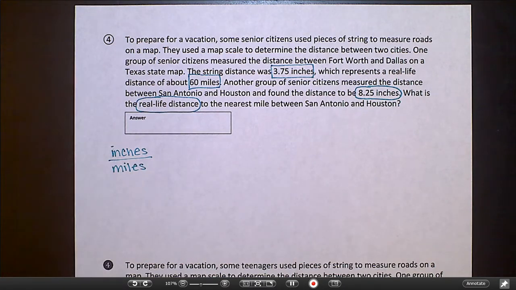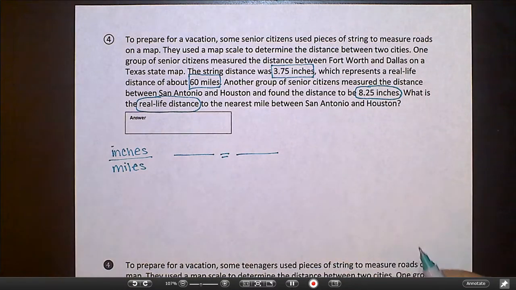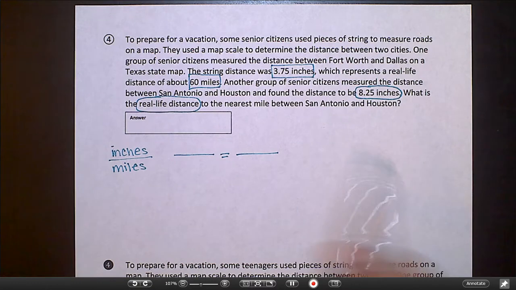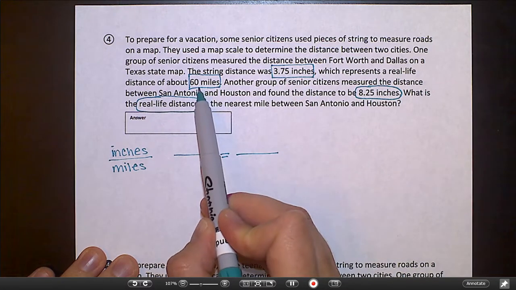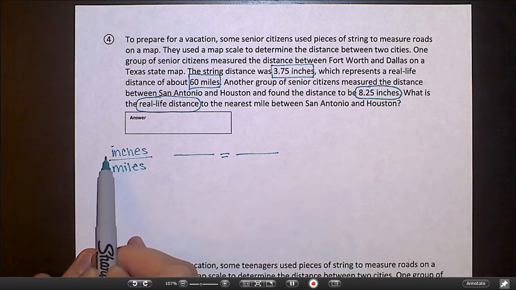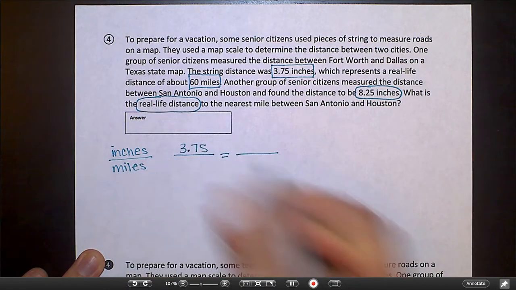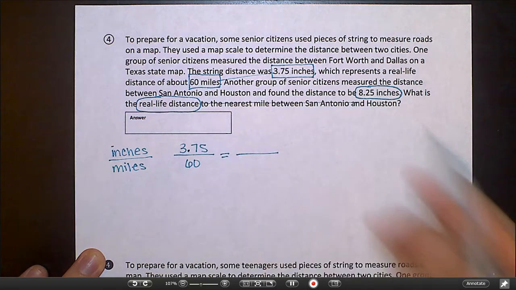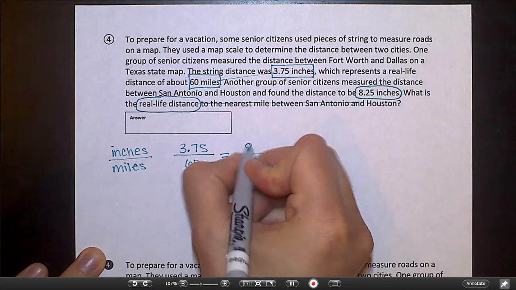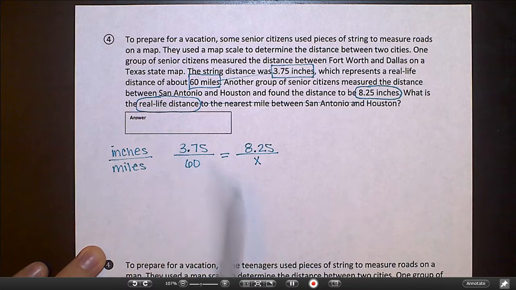So I have done the first part. I've named my ratio. Now I need to set up my proportion. Line equals line. And we need to make sure that we have corresponding sides together. So 3 3/4 of an inch corresponds to 60 miles. Well, which one goes on top? Let's look back at how we named it. Inches has to be on top because that's what I started with. So 3 3/4 inches over 60 miles, and those two go together. And then we have 8 1/4 of an inch. That has to go on top. Over, we don't know how many miles because that's what the question's asking us. What is the real life distance in miles between San Antonio and Houston?